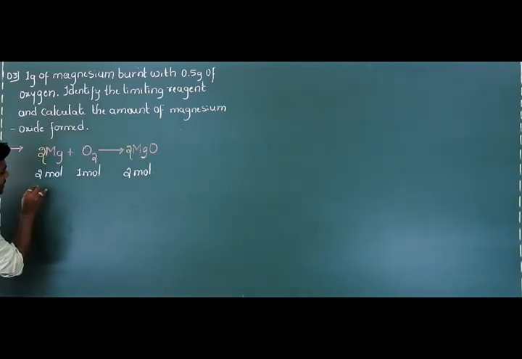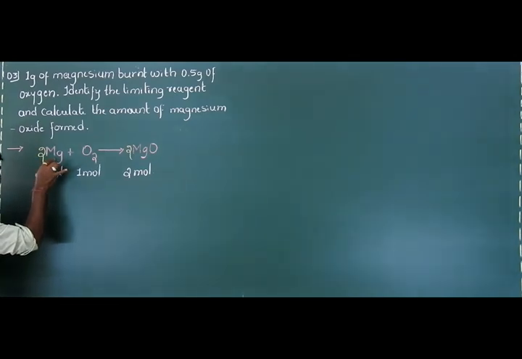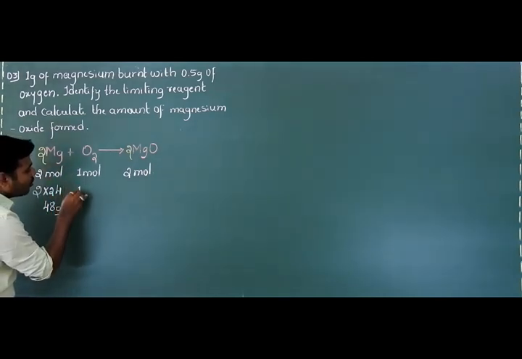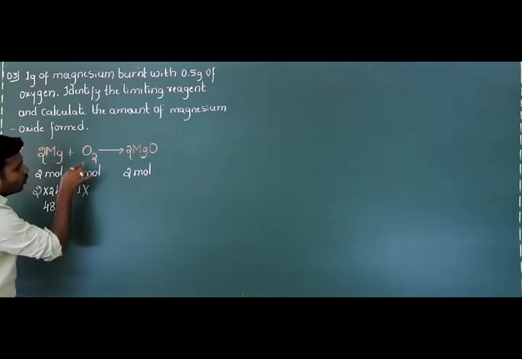In terms of mass, you keep this coefficient as it is. Magnesium, what is the atomic mass of magnesium, students? Please recall the concept of atomic mass. Tell me what is the atomic mass of magnesium? So 24 is the atomic mass of magnesium. So 24 into 2, 48 gram of magnesium. So this 48 gram of magnesium burns with 1 mole of O2.